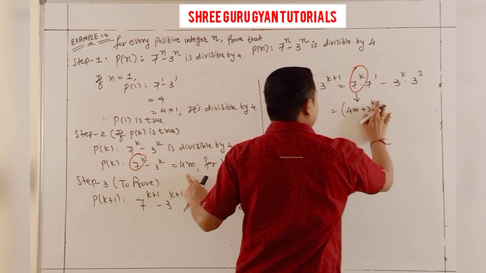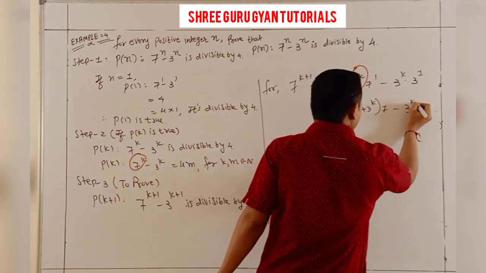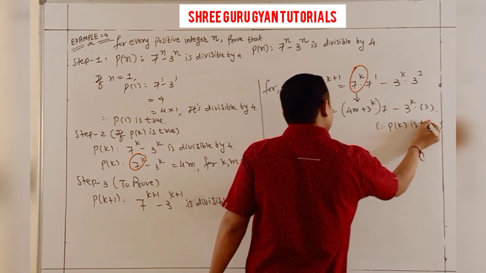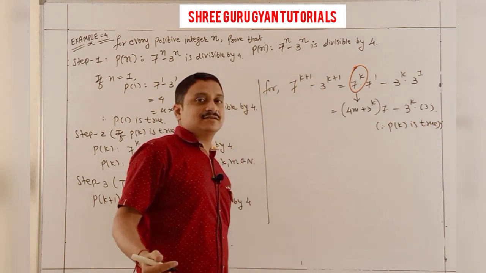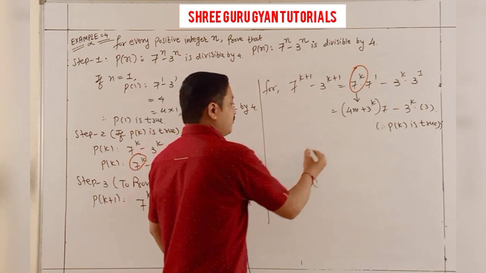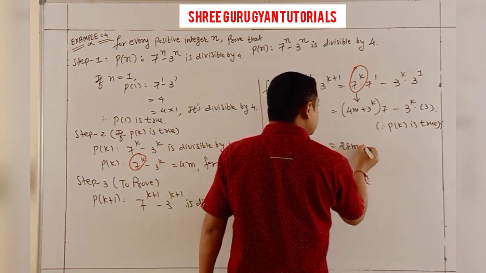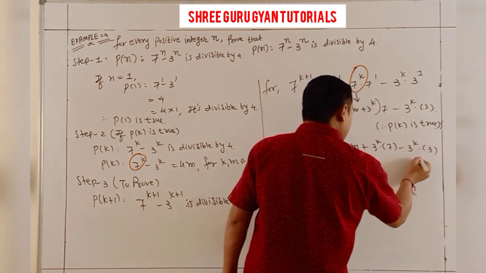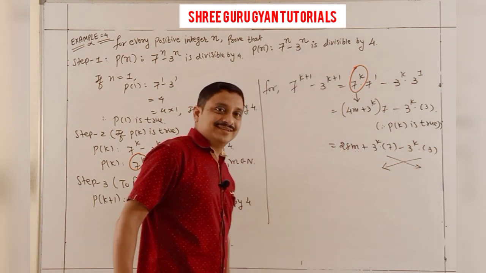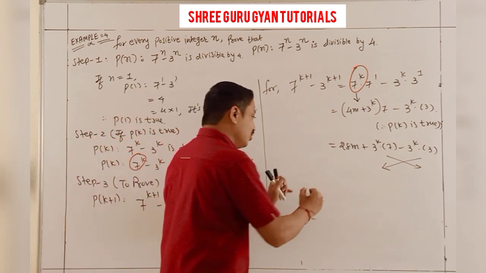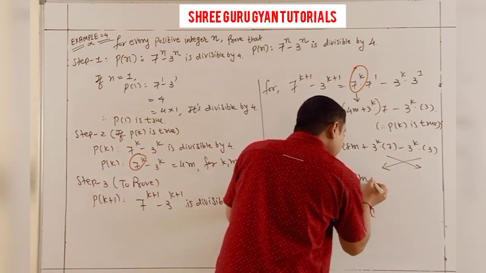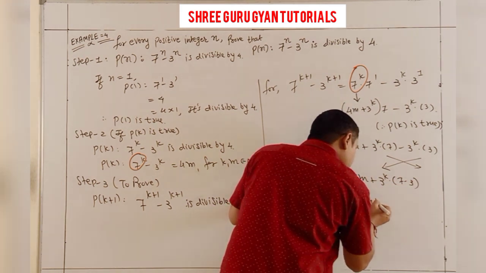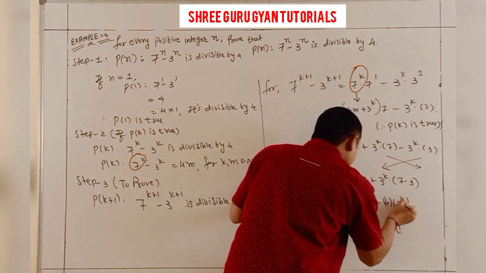The other term is the same, 3 raised to k into 3, because P(k) is true. That principle I utilize in terms of P(k). So my final value: 7 times 4 is 28, 3 raised to k times 7, and 3 raised to k times 3. These are like terms. How much? 7 minus 3 is 4, which I take in common. So 28m plus 4 times 3 raised to k.